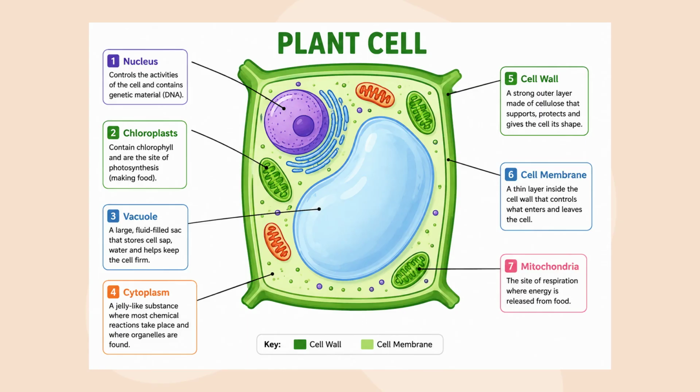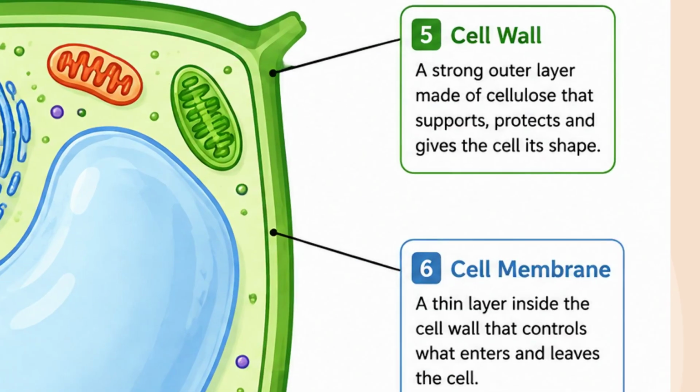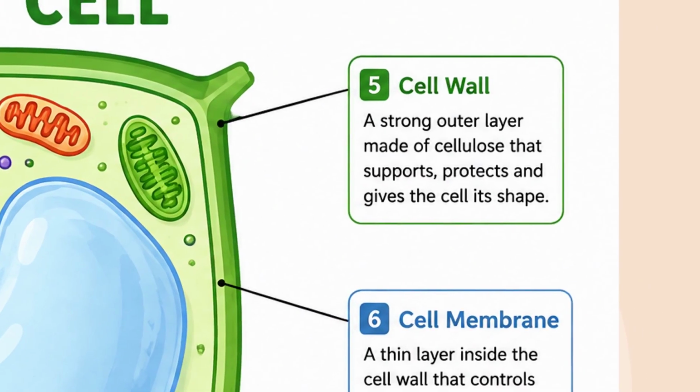So what makes the plant cell different? The first difference is the cell wall. The cell wall is a strong, rigid outer layer made of cellulose that surrounds the cell membrane. What's its function? It gives the plant its shape and strength. It protects the cell from damage, and it supports the plant and helps it stand upright.